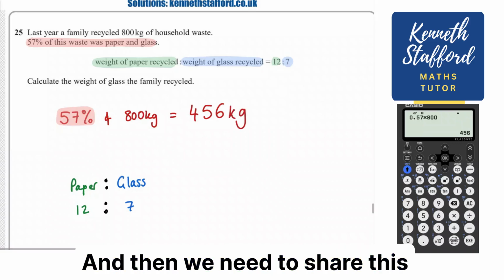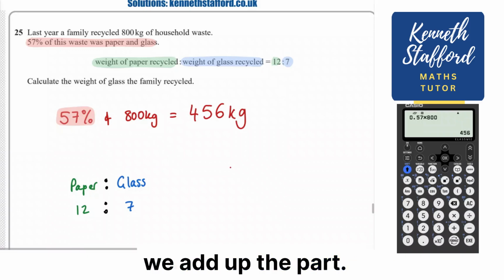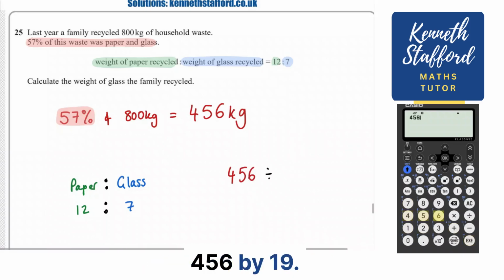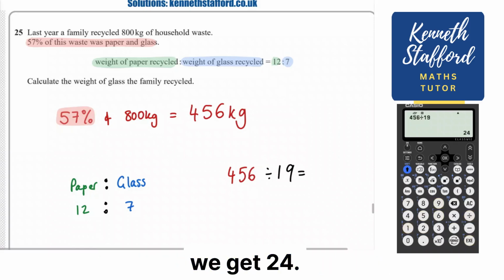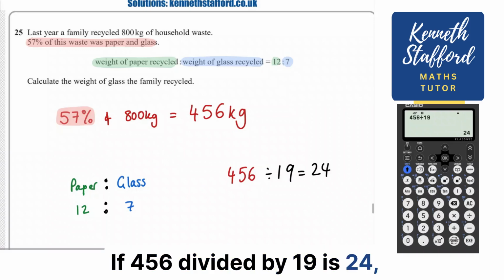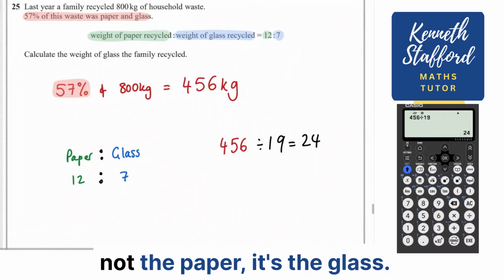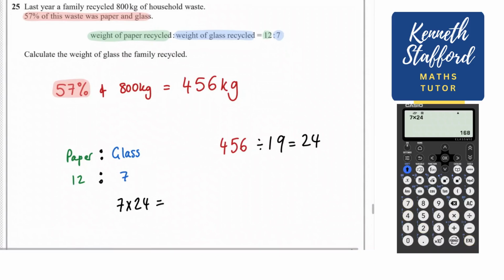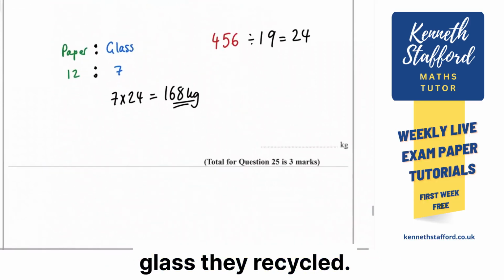And then we need to share this into a 12:7 ratio. Now, when we share in a ratio, we add up the parts. So 12 add 7 is 19. So we're going to divide 456 by 19 to find out what one part is. Now we get 24. We should feel confident at that point. We didn't get a horrible decimal. If 456 divided by 19 is 24, it feels good. And then the weight of glass, so not the paper, it's the glass, that'll be 7 times 24, which is 168 kilograms. So that's the weight of the glass they recycled.